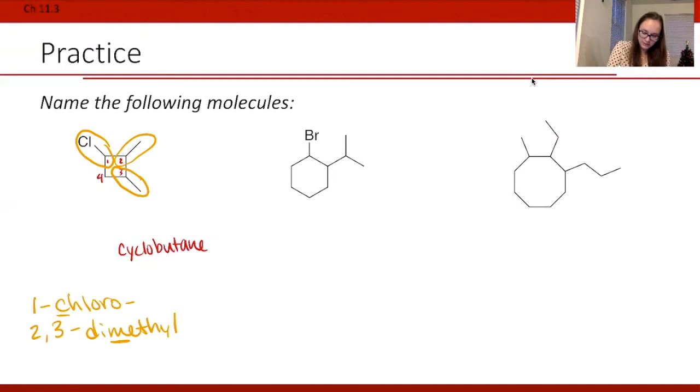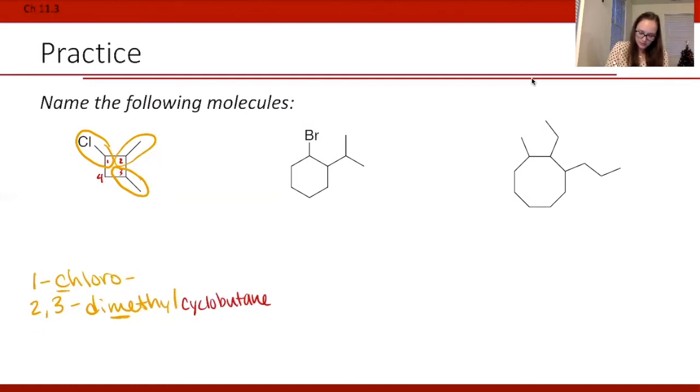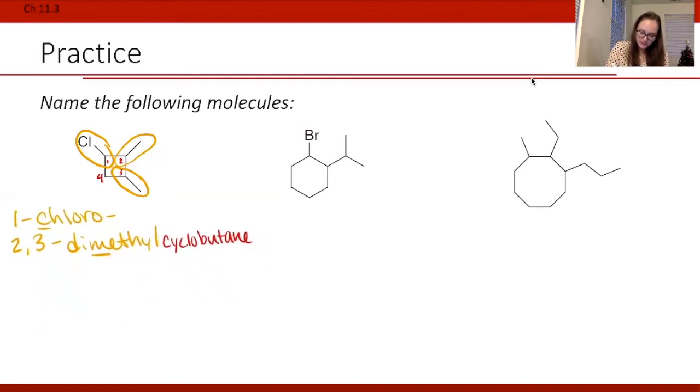So I don't think it's all going to fit next to each other. So we're just going to move cyclobutane right here. So the final answer is 1-chloro-2,3-dimethyl cyclobutane.